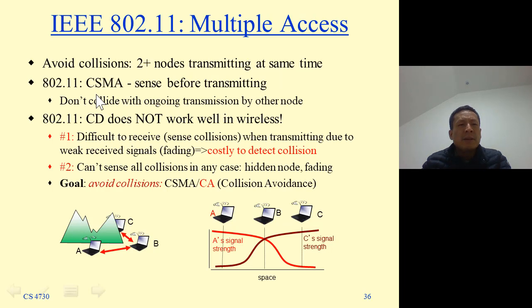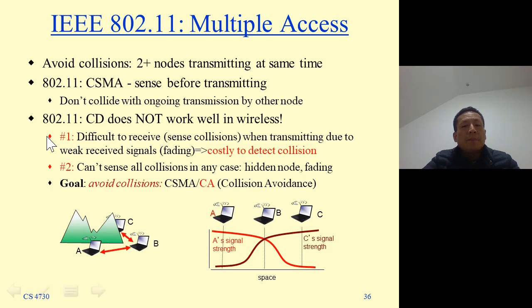Okay, so in 802.11 Wi-Fi, we do something similar in the sense that we do carrier sensing. We sense before transmitting. If somebody is transmitting, we don't interrupt other people. That's the bottom line. But the collision detection which works for Ethernet does not work for wireless Wi-Fi.